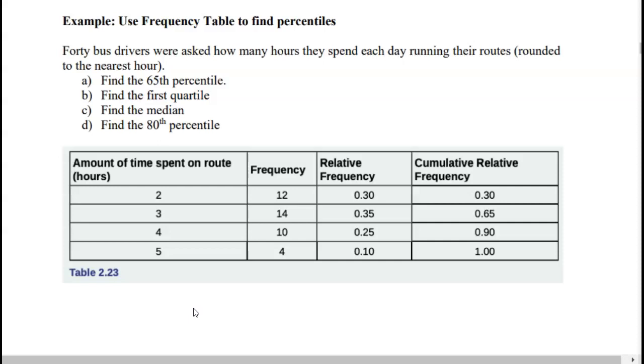All right. So to find the 65th percentile: the 65th percentile gives you the value of the data. So we need the data value, that's a better way to phrase it. The data value that has 65% of the data below it.